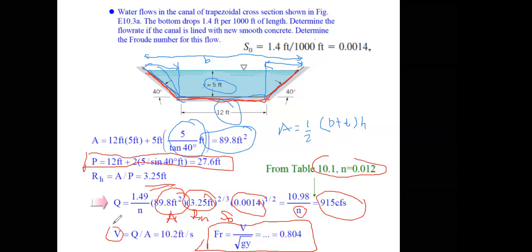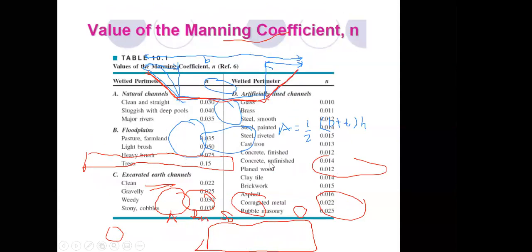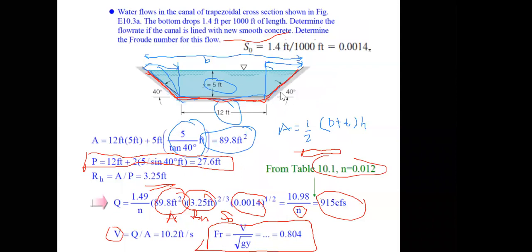Okay, any questions? Sir, for the n value, is it because it's concrete? This is a new smooth concrete. So if we take a look at the table here, this is concrete finish, 0.012. So from this table over here, we have it here, 0.012. Okay. I think the challenge is to find the area, but you can always do that using trigonometry or algebra and so on.